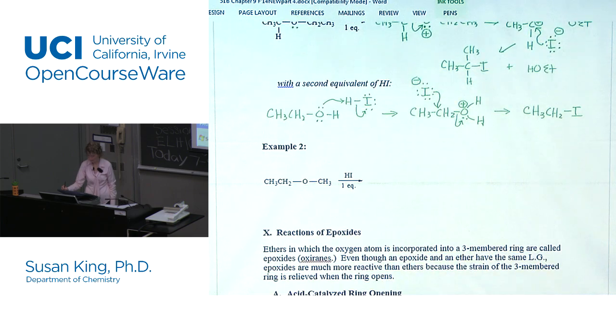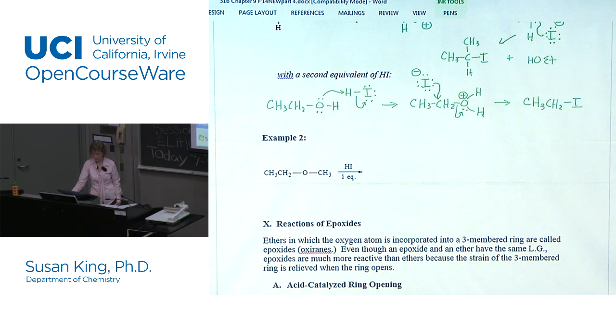Here's a second example. Example 2. We have methyl and ethyl on each side. Let's go through the process again. Can we form a secondary, tertiary, or resonance stabilized carbocation? No. That means we're going to do an SN2. Okay, so let's draw our protonated ether.